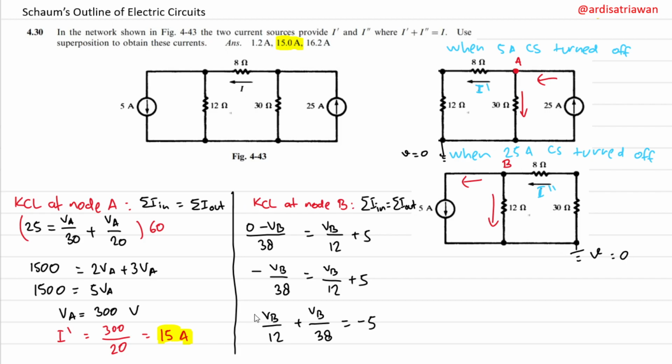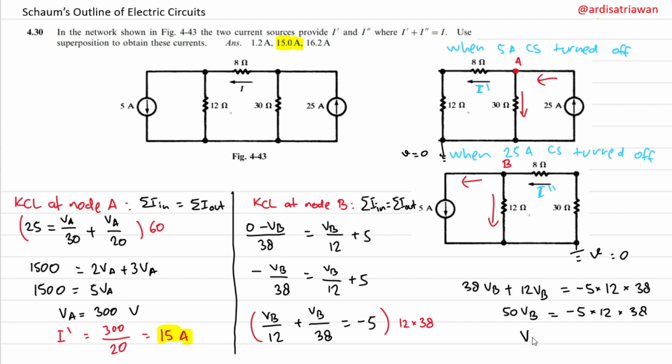And from here, what can we do? Maybe we can multiply both sides by 12 multiplied by 38. So on the left hand side, I will have 38 VB plus 12 VB, and that will equal minus 5 multiplied by 12 multiplied by 38. So I will have 50 VB equal to minus 5 times 12 times 38. So VB is equal to minus 5 multiplied by 12 multiplied by 38 divided by 50. Okay, so now I will leave this as is.